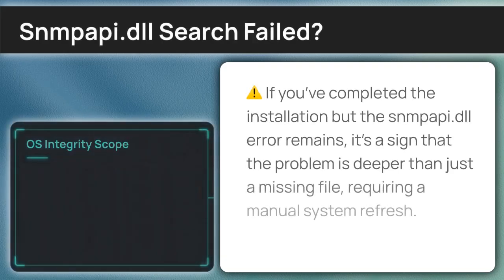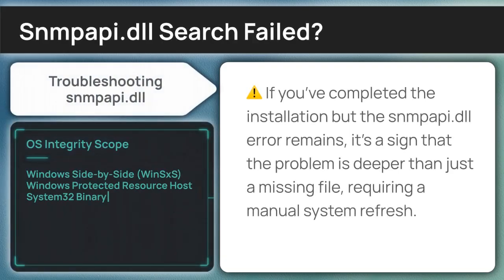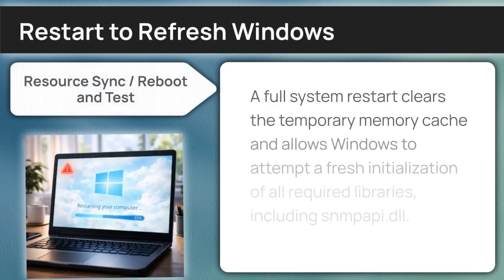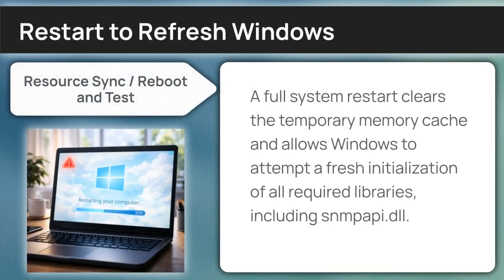If the application still won't initialize, we need to shift our focus to how the Windows loader is interacting with the library. A full system restart ensures that no background processes are currently locking the SNMP API library file. A fresh boot allows Windows to reinitialize its library map from a clean state.